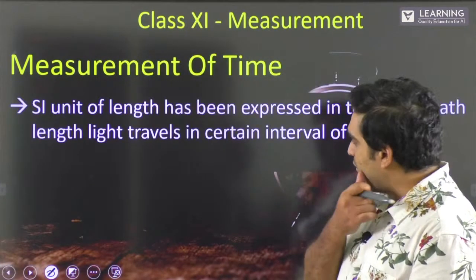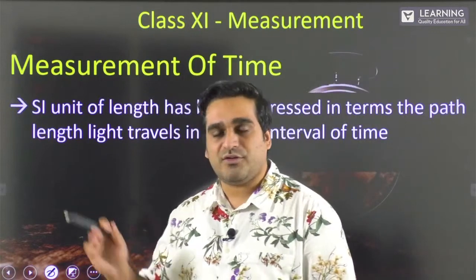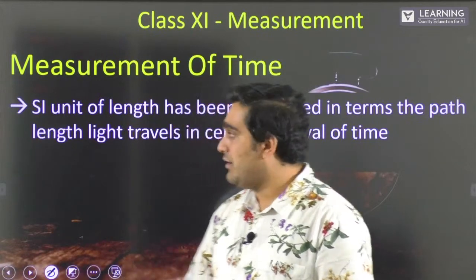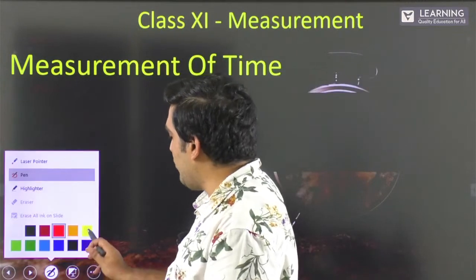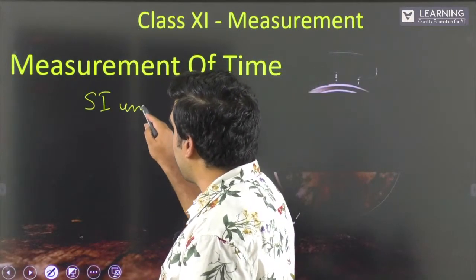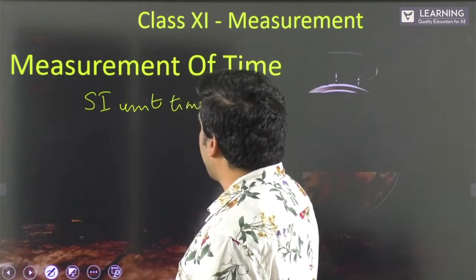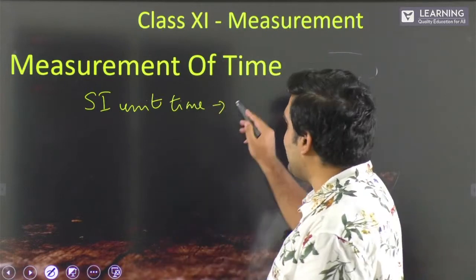So what is the SI unit of time? First of all, don't worry about this. This is the SI unit of length, how length is determined. So let me go one step back. Now let us discuss what is the SI unit of time. The SI unit of time is seconds.